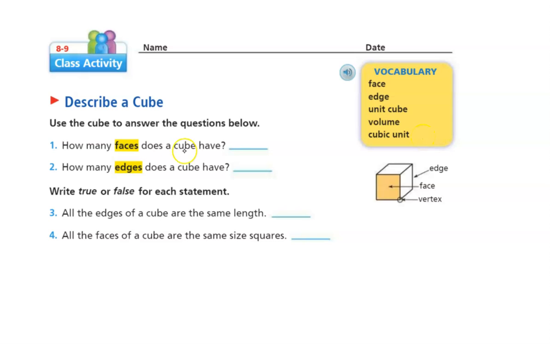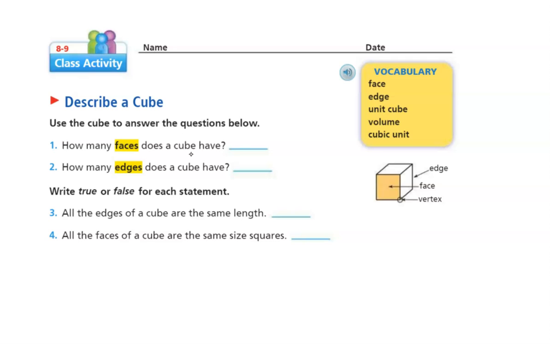So first of all, when it's talking about a cube here, normally in class I would have given you a Unifix cube, you know, those little cube-shaped squares. But I want you to instead, if you have a dice at home, that might be a good thing to look at, like a dice from a board game or something like that. But it's also okay just to visualize this. It's okay if you don't actually have one.